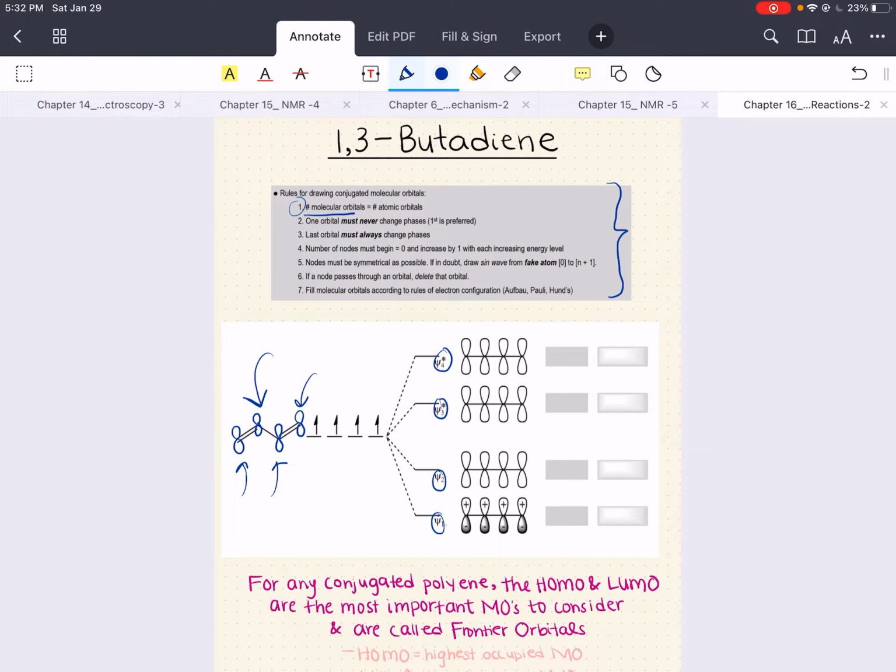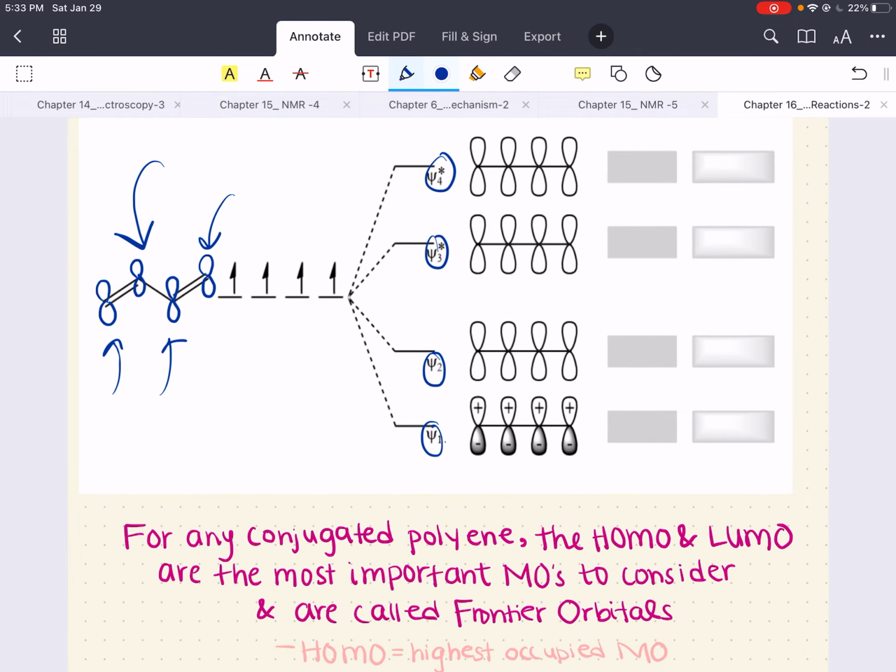Fantastic. One orbital must never change phases, and the first is preferred. And the last orbital must always change phases. Now, what that means is your p orbital looks like this. One phase of the p orbital is usually noted as being positive and the other as negative.